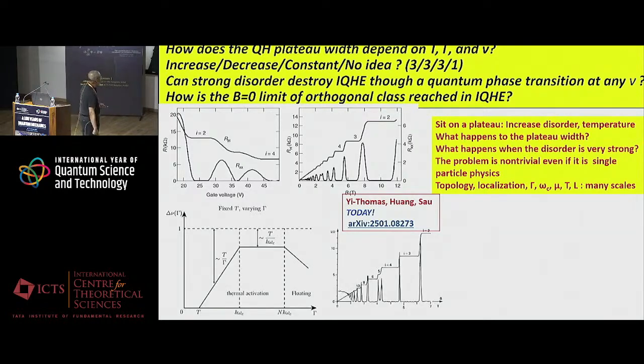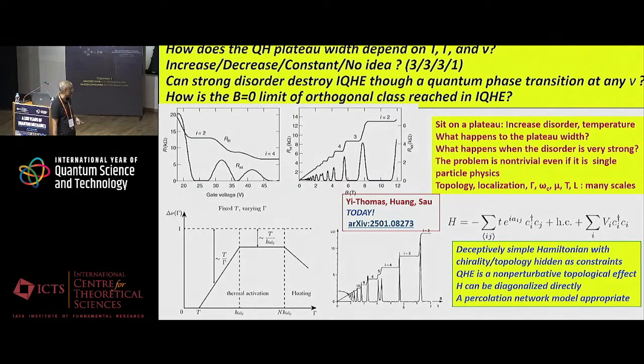So let me just give you the answer first, since I may run out of time. This paper has all the answers. Basically, what you find is that all these answers are correct. Depending on the values of disorder, temperature, cyclotron energy, all these things, the plateaus could widen, plateaus could shrink, plateaus could stay constant. All these are possible, but we precisely show the conditions where those things happen.